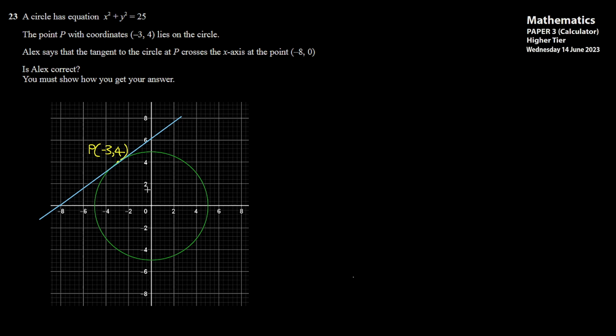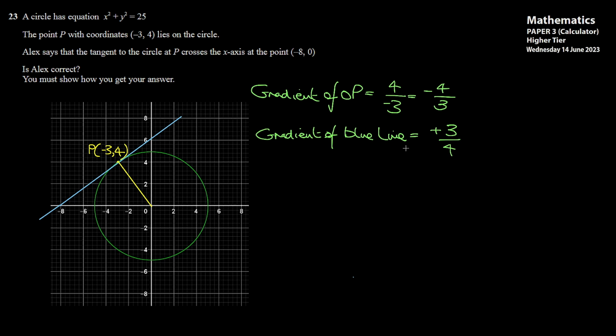Well, this question is solved by gradients. It's not obvious to start with, but it's by far the easiest way to solve this problem. If I draw the radius in, the gradient of this line is a rise of 4 and a run of negative 3. So the gradient of the radius is negative 4 over 3, which means that the gradient of the blue line is the negative reciprocal of this. This means that the blue line must have an equation something like this.